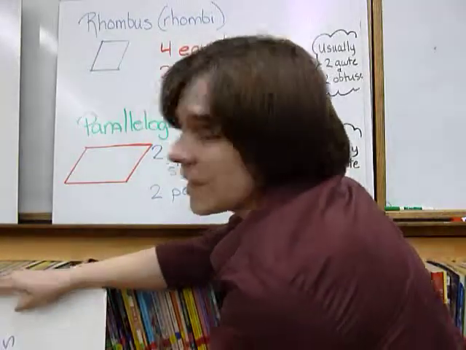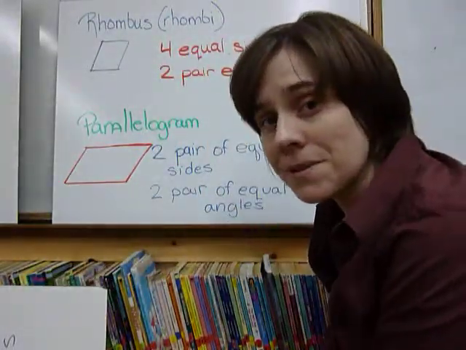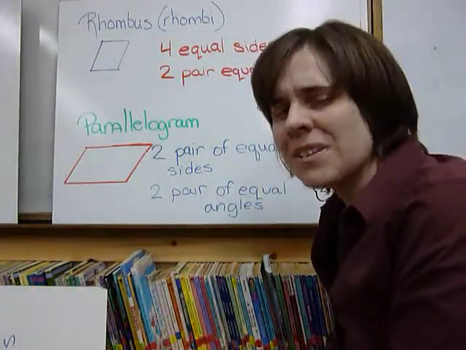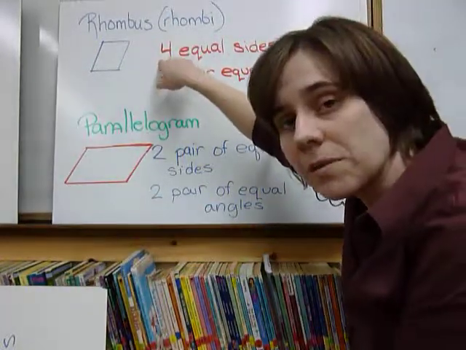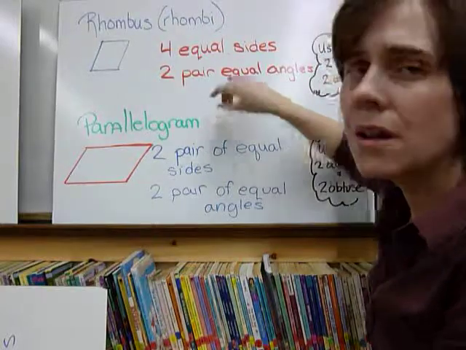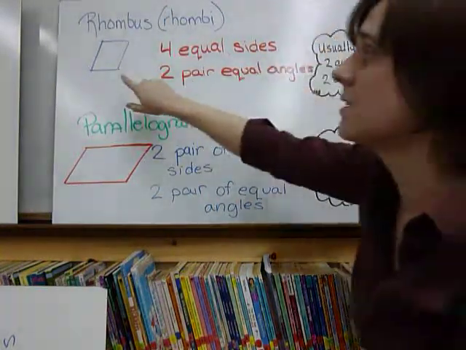Quadrilaterals can be a little tricky. Let's continue. Here I have my favorite, the rhombus, the rhombi, if there's more than one. It looks like a square, but it looks like an elephant sat on it. It has 4 equal sides and 2 pairs of equal angles. Most of the time, it'll have 2 acute and 2 obtuse.